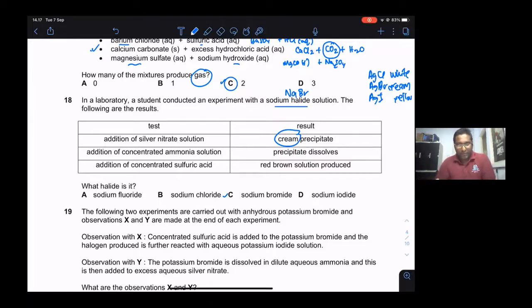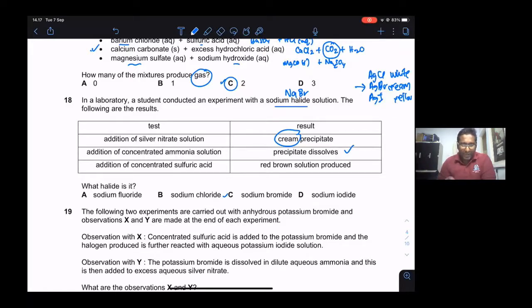Addition of concentrated ammonia solution. If you have Br, this AgBr will be dissolved. The precipitate will dissolve only with concentrated ammonia. So they dissolve, so it matches. We know that is AgBr.